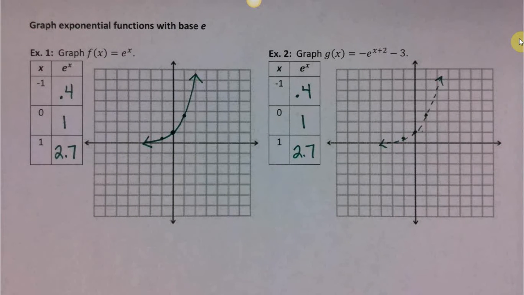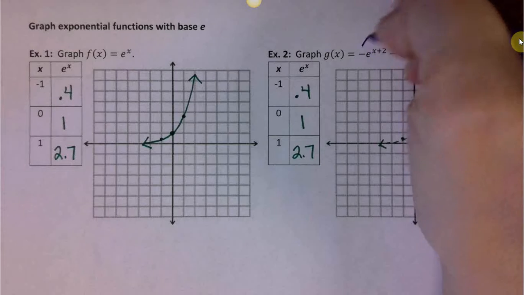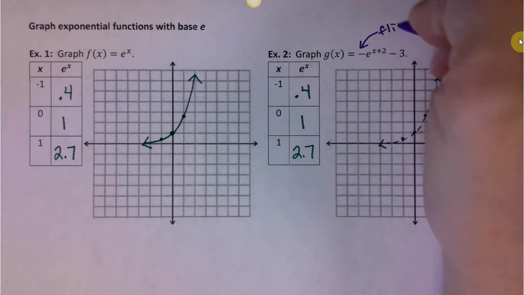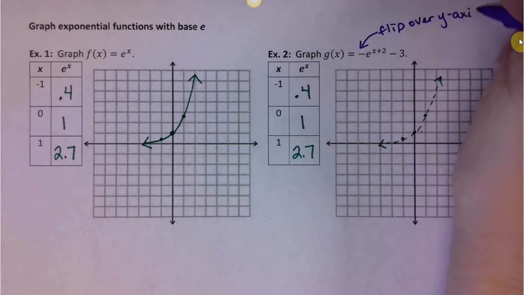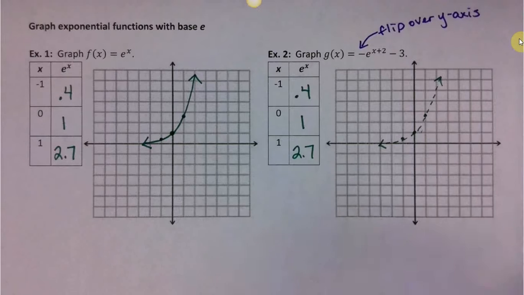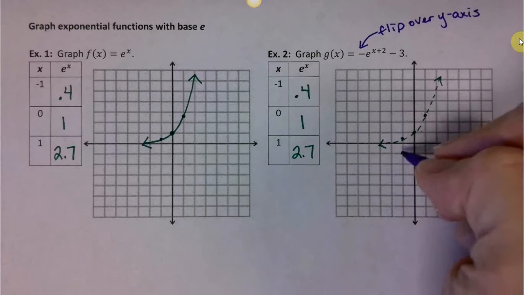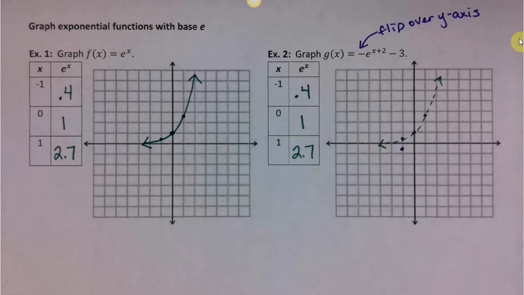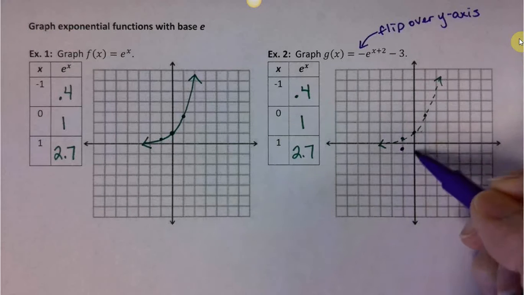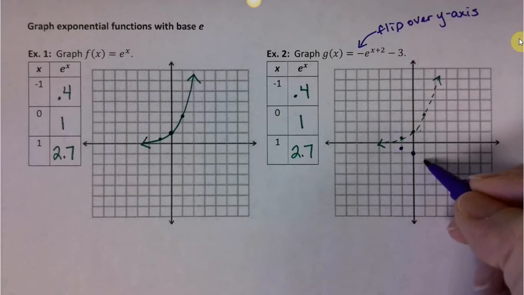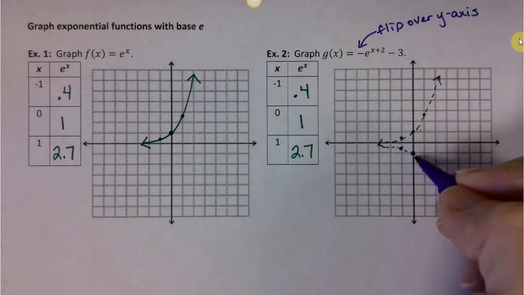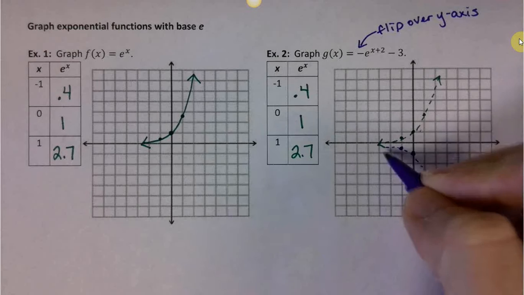So the negative in front of the e tells us to flip our graph over the y-axis. So that's going to flip this point down to a -0.4, this one to a -1, and this one to a -2.7, giving us something that looks like this.